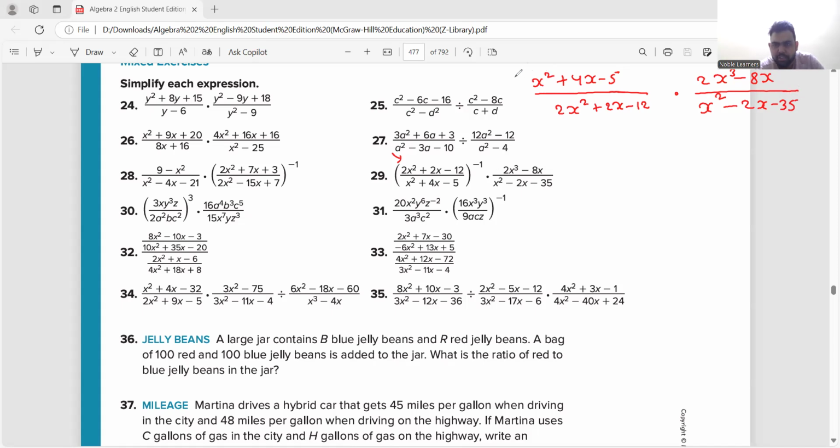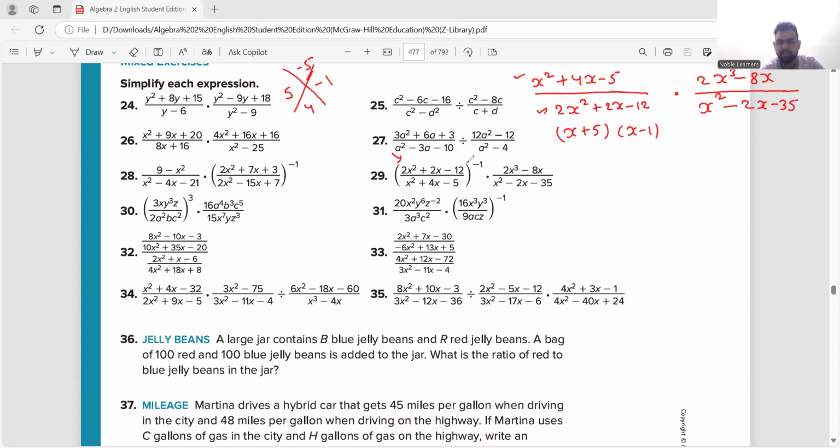Can we factor this? Let's try that one. Negative 5 into 4. What to write? 5 and minus 1. That means 5 minus 1, right? So can we write x plus 5 and x minus 1?